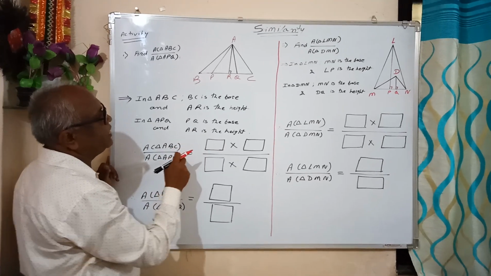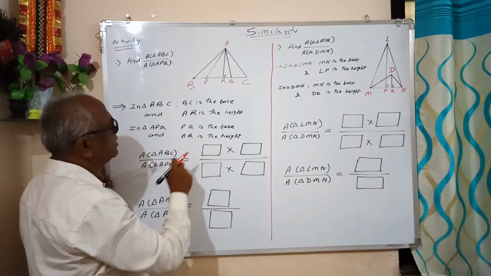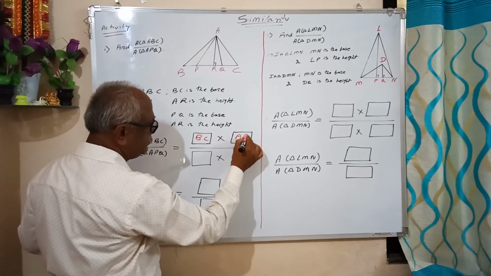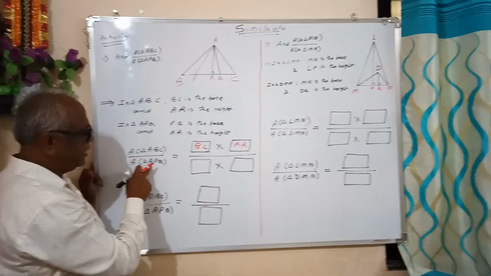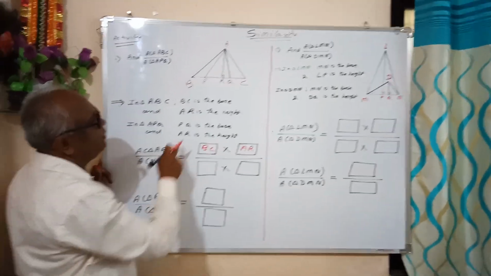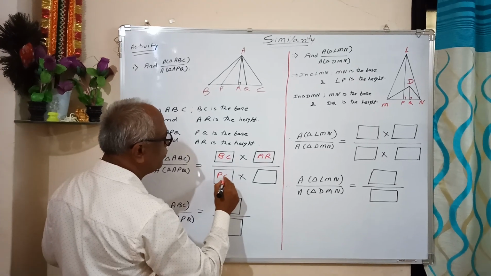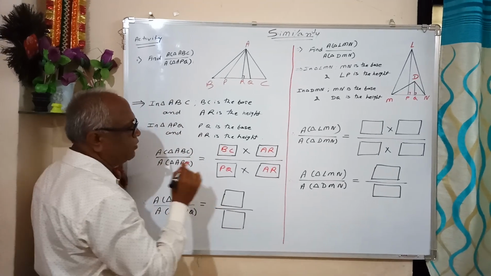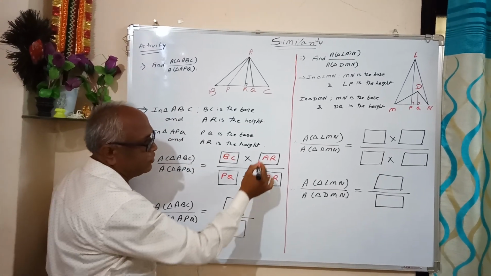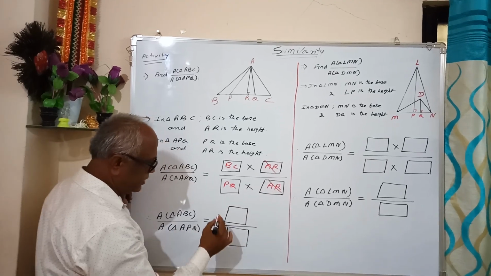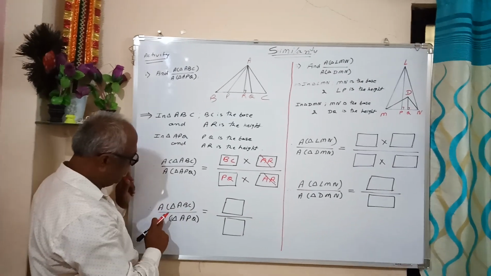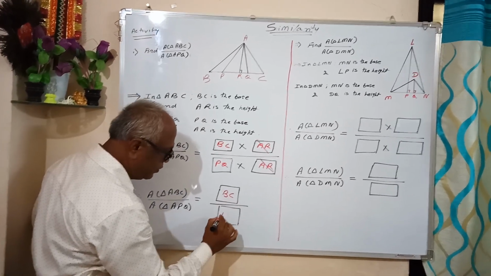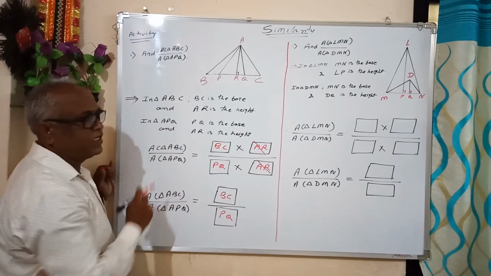Now area of triangle ABC upon area of triangle APQ is equal to: area of triangle ABC is half base into height, the half is cancelled. Base is BC into height AR. Now area of triangle APQ, in this base is PQ and height is AR. That is, height is common for both the triangles, so this AR is cancelled. Now area of triangle ABC upon area of triangle APQ is equal to BC upon PQ. This is the first activity we have completed.